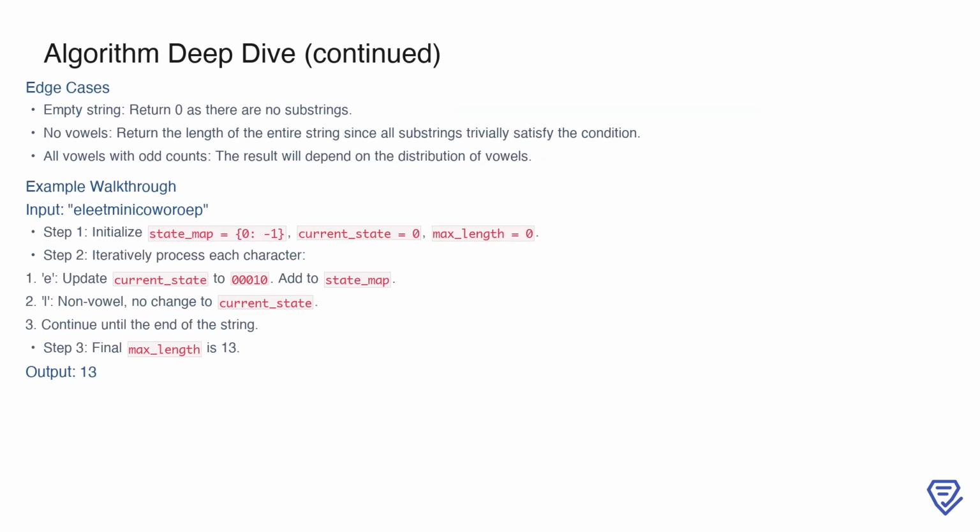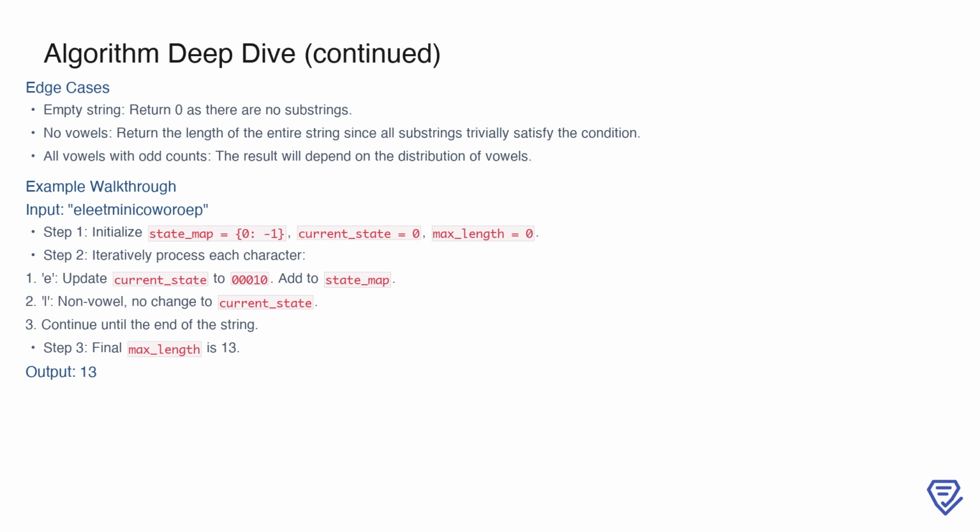When applying this algorithm, there are a few edge cases to consider. For an empty string, the result is 0 because there are no substrings. If the string contains no vowels, the length of the entire string is returned, as it trivially satisfies the condition. In cases where all vowels occur an odd number of times, the result depends on their distribution in the string.